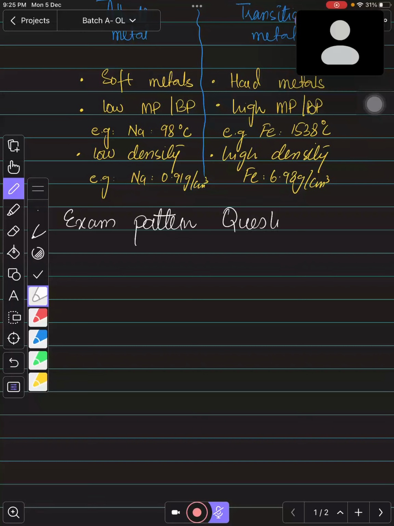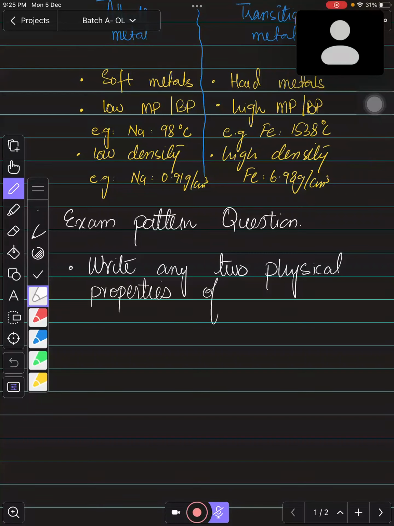Examiner can ask you a question like this: write any one physical property of iron which is different from alkali metals. So you need to write like this. For suppose they can ask, write any two physical properties of iron that are different from sodium. It can ask like this, okay?